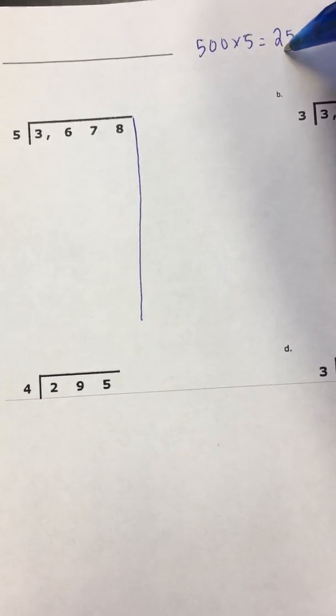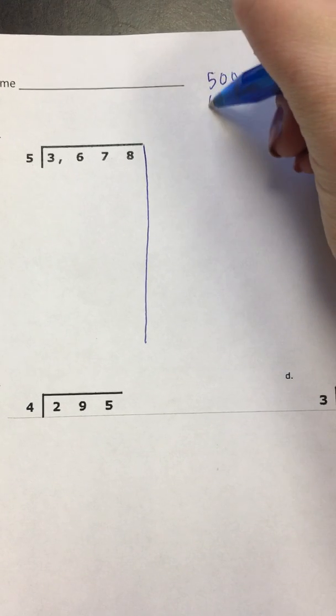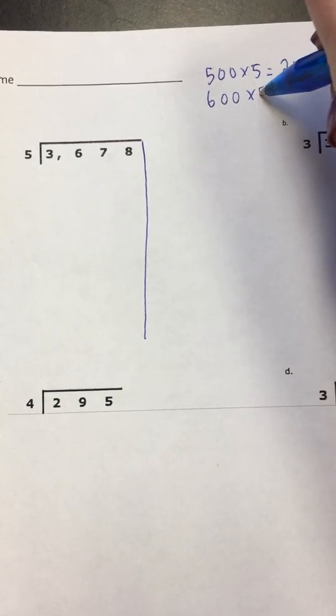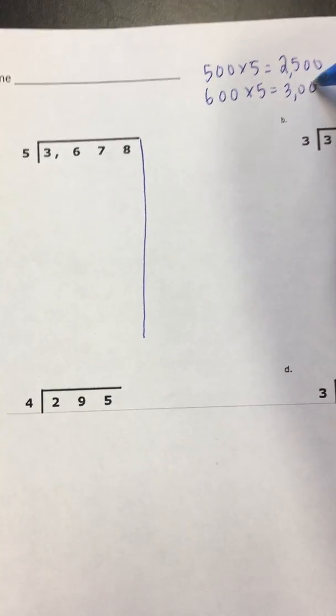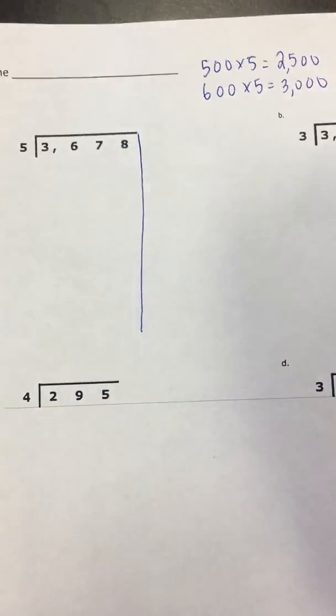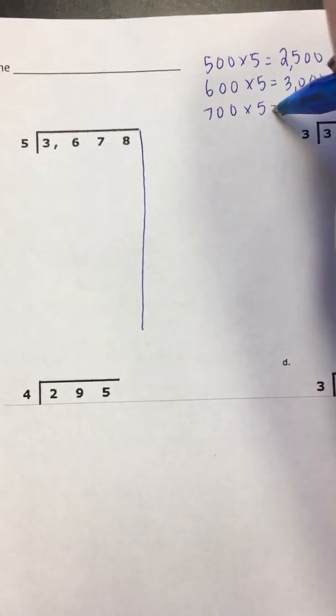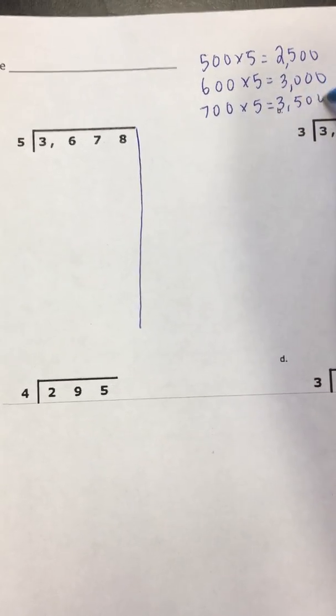Students on the side of their paper can think, well, first let me try 500 groups of 5. That's going to be 2,500. I think I can get even closer. And we want them to be thinking about a large enough number that they can be multiplying by that is going to get them super close to their dividend. And they're eventually going to figure out that 700 groups of 5 is the closest that they're going to get.